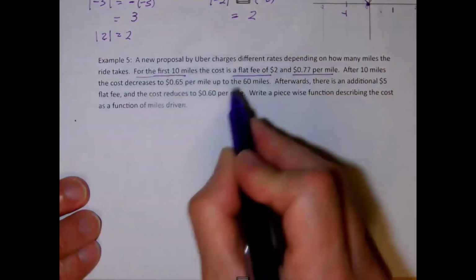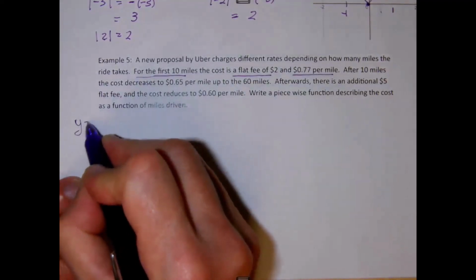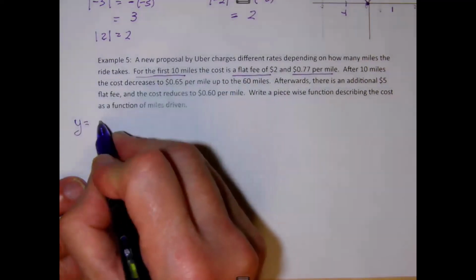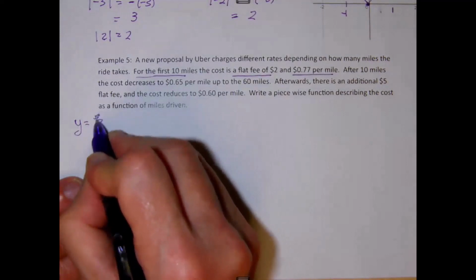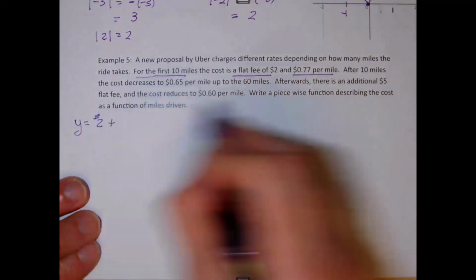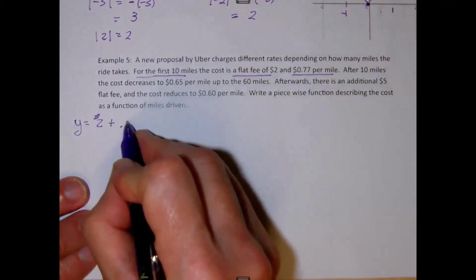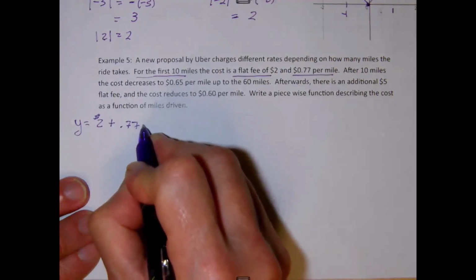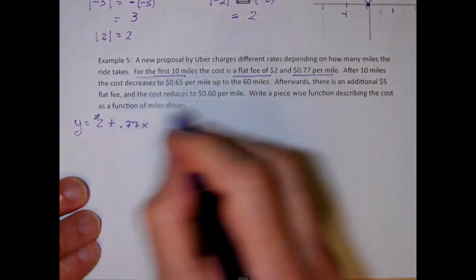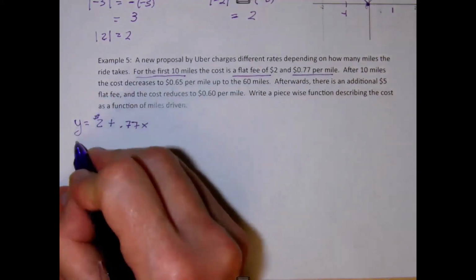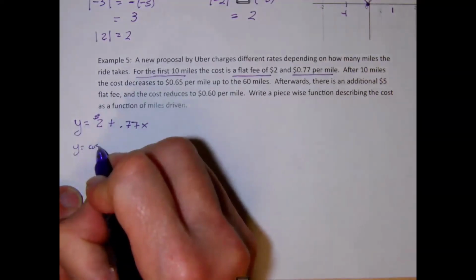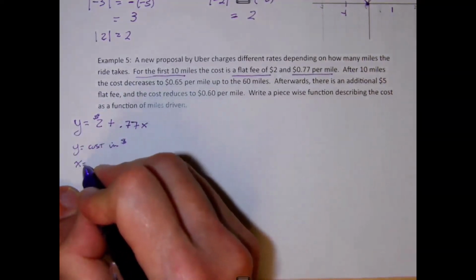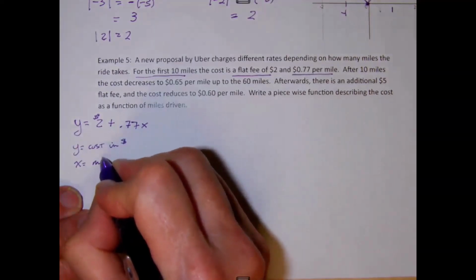It looks like it's a linear equation because all you're doing is this. Your first 10 miles cost is a flat fee of $2 plus 77 cents per mile. And then I'm going to write x here. What is x? I'm going to declare my variables. So again, y is cost in dollars, and x is miles driven.